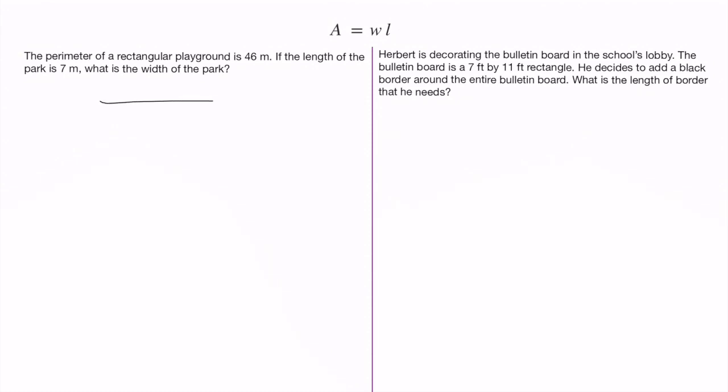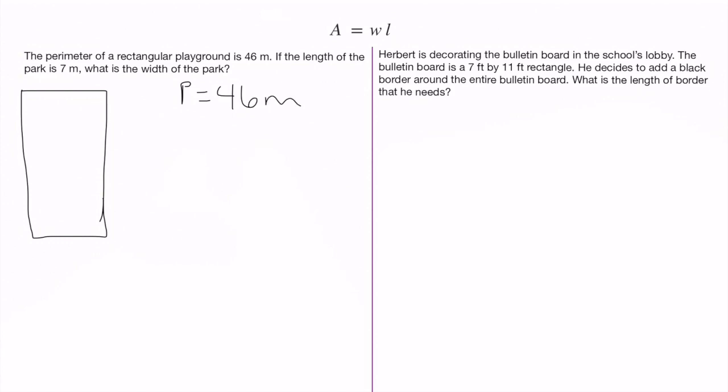All right, so I like to draw pictures when I do these types of problems just because it gives me a good visual. So it says that the perimeter is 46 meters. The length is 7, which means this is 7 as well. What is the width? So we don't know the width. We know the width is the same on both sides.